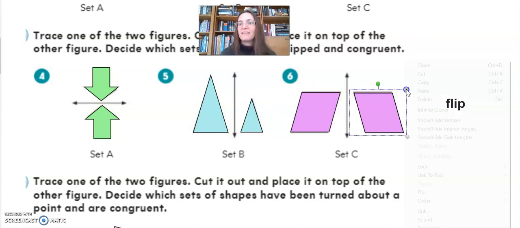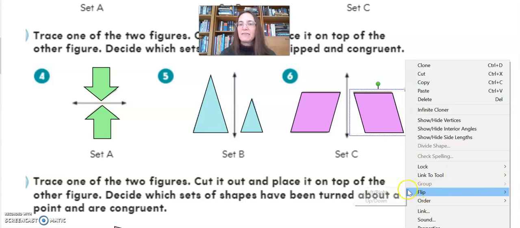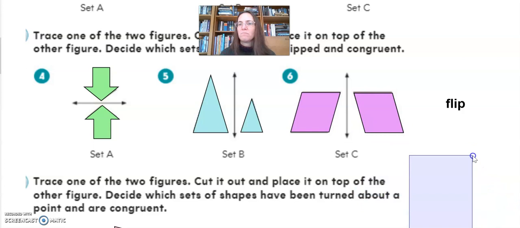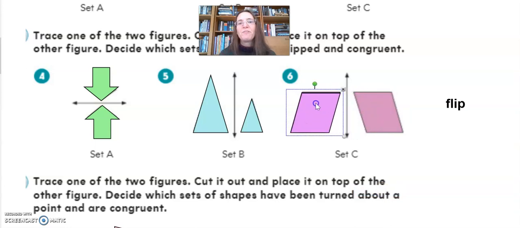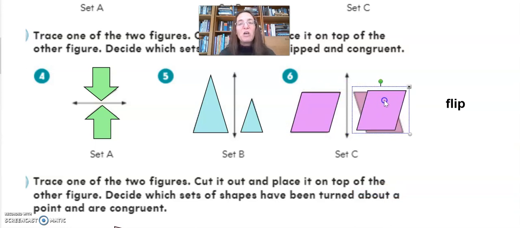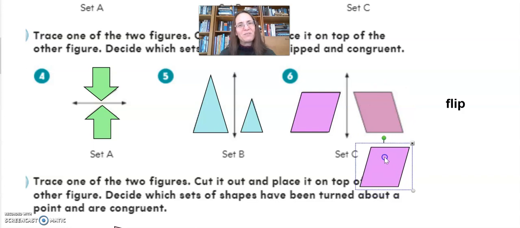Ooh, what about these guys? All right, I'm going to take this one and flip it. Let's see, left to right, I think. No, let's see. Why is it not listening to me? Please listen. There it goes. And after I flip it, I can see that it is congruent. But it looks a little bit different, doesn't it, when it's flipped?